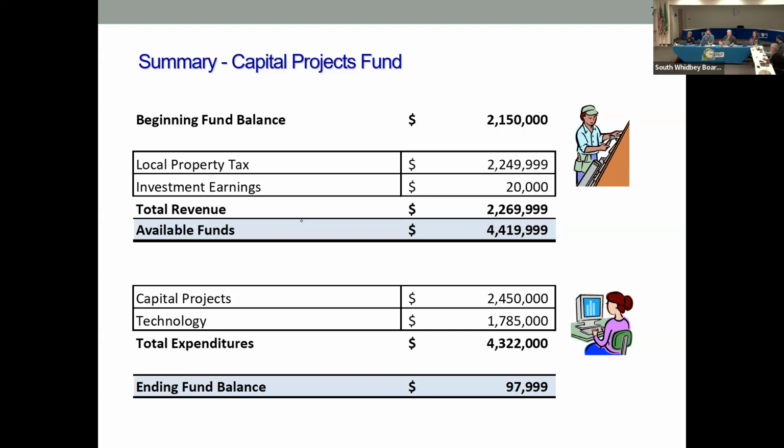So we're looking at beginning fund balance of about $4,419,999. And then spending most of that, I've earmarked more for capital projects next year and less for technology. And some of this is carryover. It's things that we have going now.